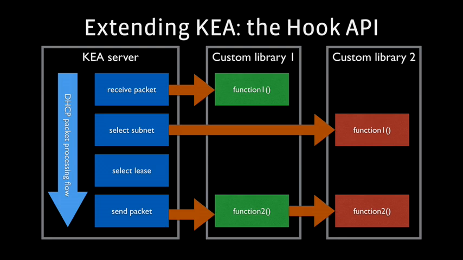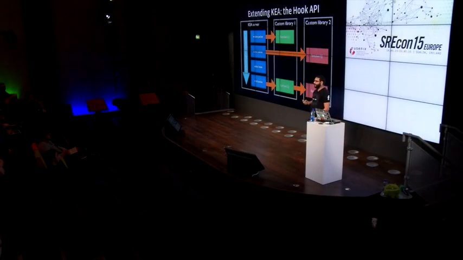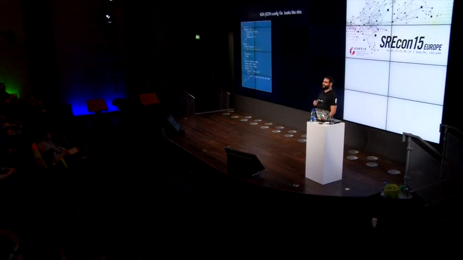But what I really liked about Kea was that they provide this API. They call it the hook API. It's basically an API that allows you to hook your logic into different phases of the receipt of a packet. So these are some of the phases, like receiving a packet, selecting a subnet, selecting a lease, and sending the packet. At each one of these steps, you can inject your logic. So what you need to do is basically write your own C++ shared object and configure the application this way to have the application dynamically load the library within the binary.